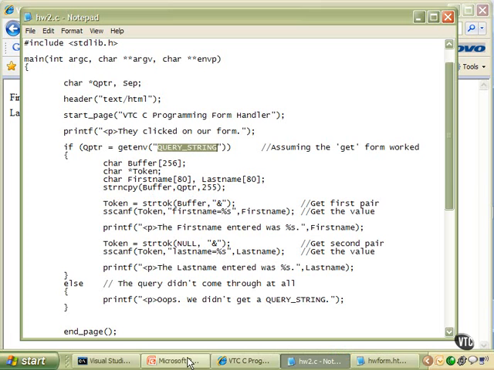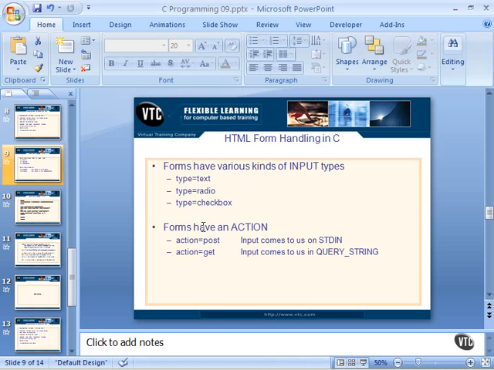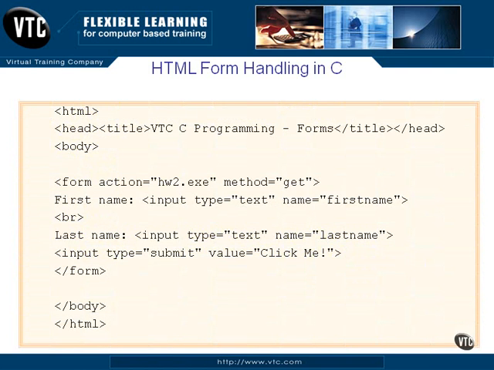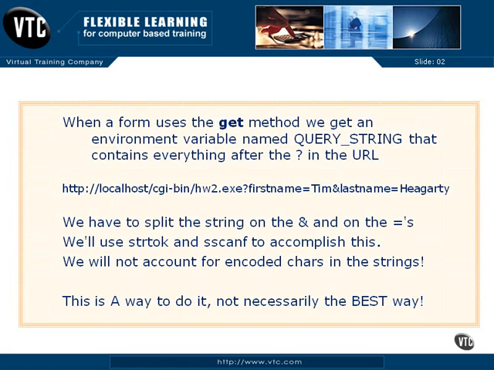I need to show you another slide here because I lay this out a little bit better than we see it in code. There's our form handling. We already looked at that, first name and last name, and then I want to show you what this is going to look like. When a form uses the get method, as we said, we get an environment variable named query string. Query string contains everything after the question mark.